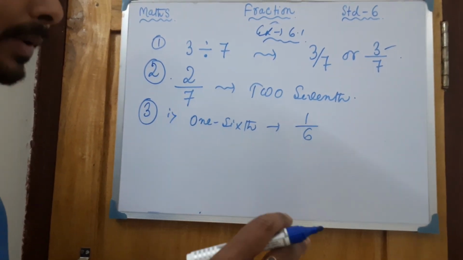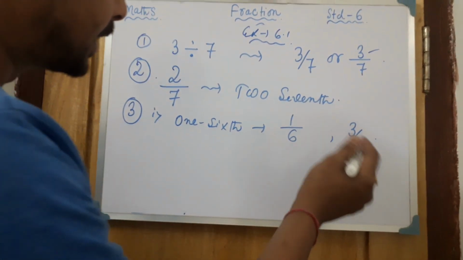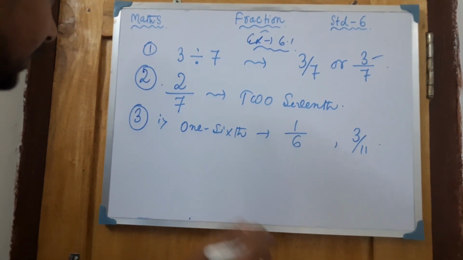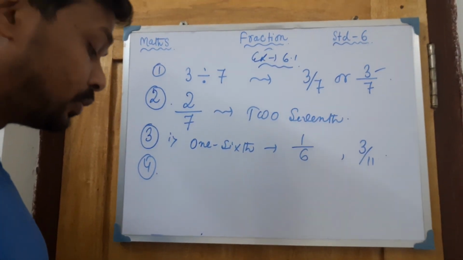Next one, 3/11 is also there. So 3/11, that means 3 divided by 11. Like that. Okay. So just the opposite of the one given earlier. Now some diagrams are given. 1 or 2 diagrams I am doing here. The rest you will do at home.